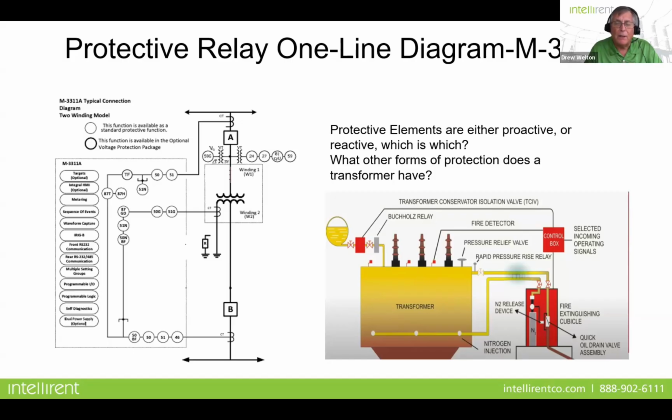So aside from the electrical protective elements, we have some mechanical ones as well. Things like sudden pressure relays and Buchholz relays, and things that can sense a problem with the transformer and take it offline before anything happens. And I would say that it's important to understand the difference between the two.